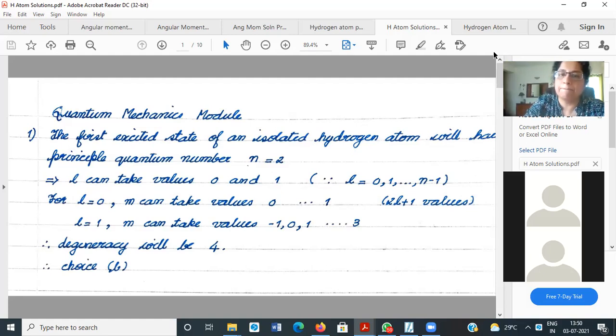Ma'am, what about spin? So the point is, you're talking about spin, but here you're talking about degeneracy in the sense of how many... See, spin, let's look at it this way, Nitin. Let's just go with how do you define degeneracy? How would you define degeneracy? Something which has same energy.